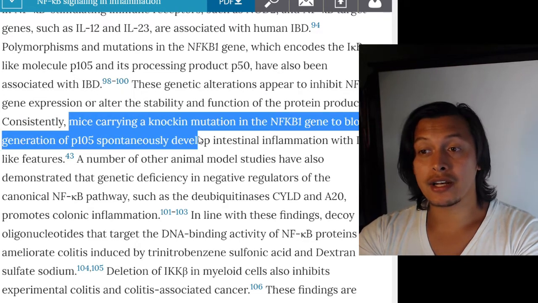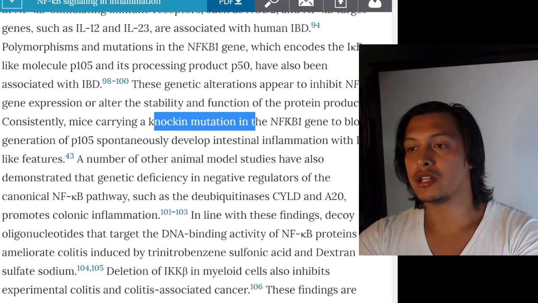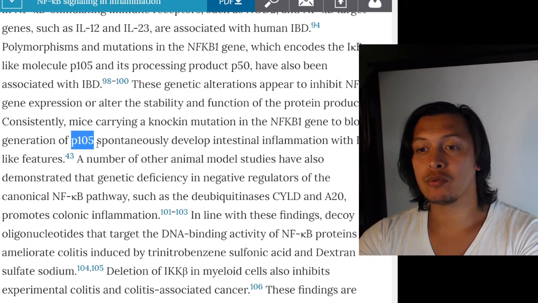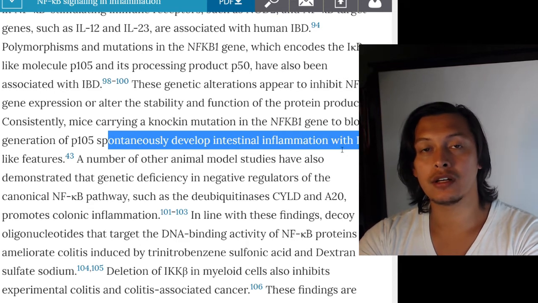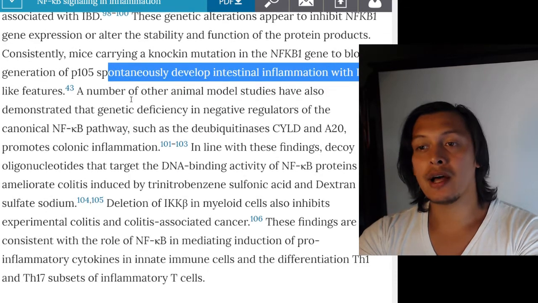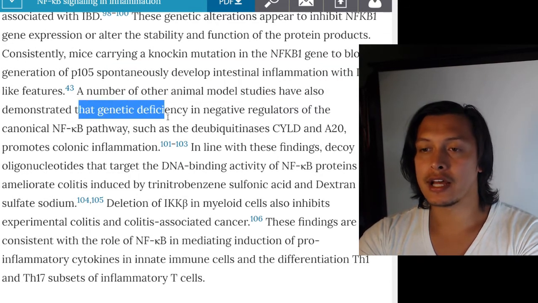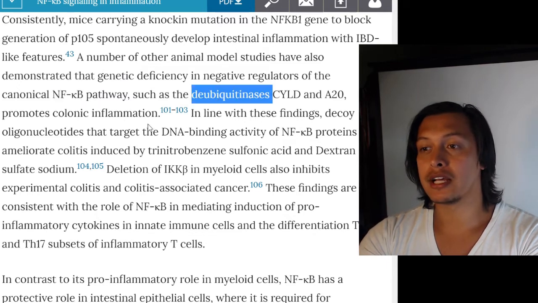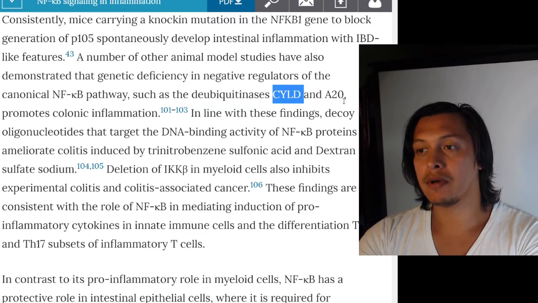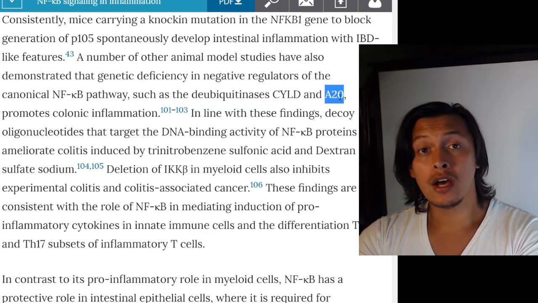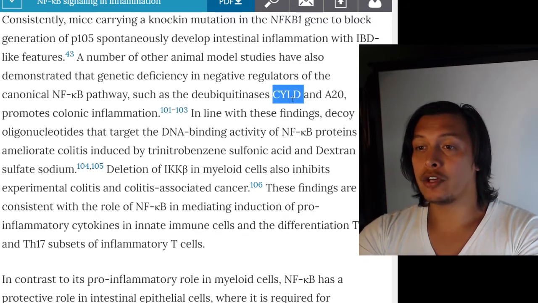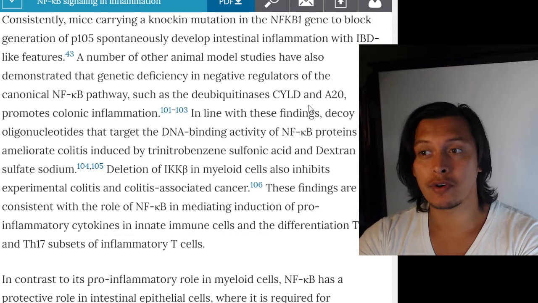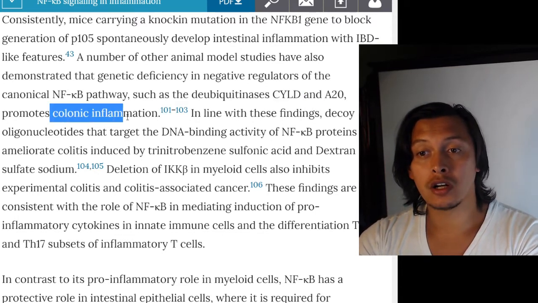Consistently, mice carrying a knock-in mutation, so the opposite of knockout, in the NFKB1 gene to block generation of P105 will spontaneously develop intestinal inflammation with IBD-like features. And a number of other animal model studies have also demonstrated that genetic deficiency in negative regulators of the canonical NF-kappa B pathways, such as the deubiquitinases CYLD and A20, and remember A20 was the one that if we got rid of it could also cause rheumatoid arthritis-like problems, can promote colonic inflammation.